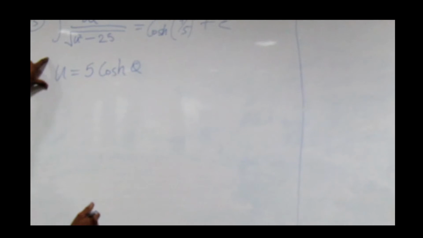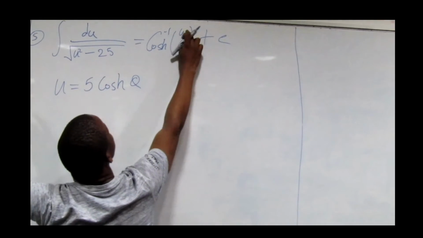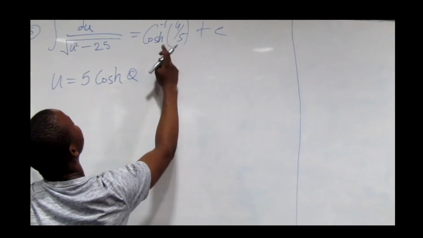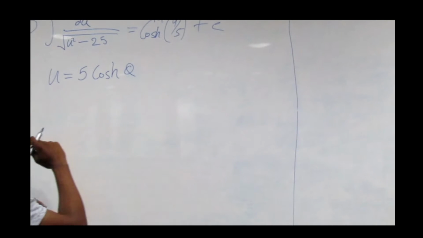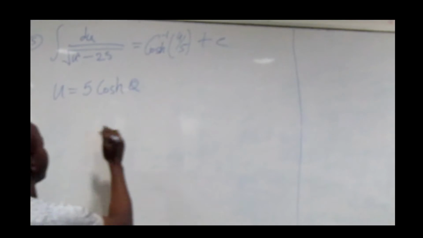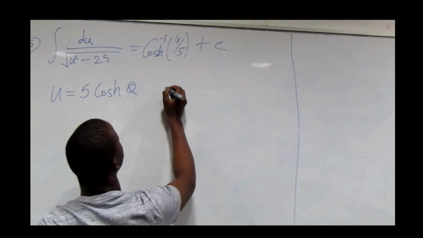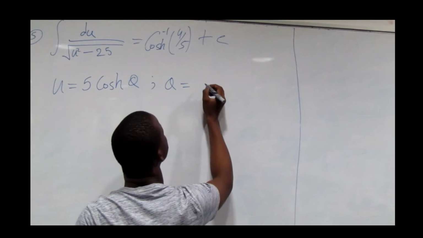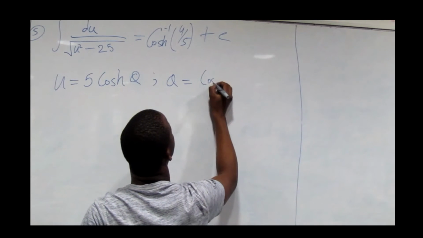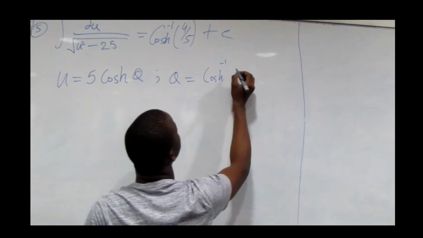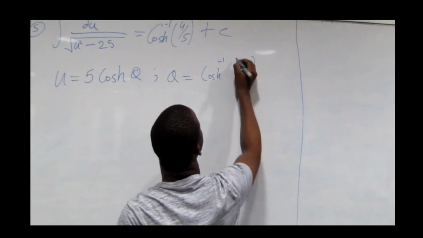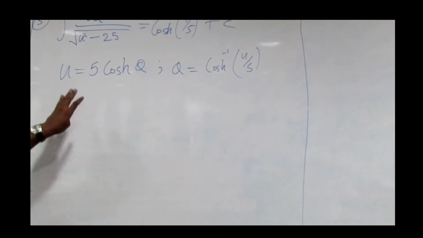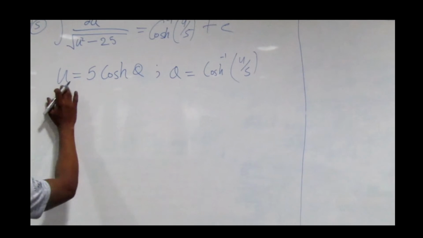Actually, the first step is to take this function, make u the subject of the formula, then include theta, which is like this. Then again you say, therefore, theta is equal to cos inverse of u over 5. You do this, then you make theta the subject of the formula. Then from here you differentiate this.